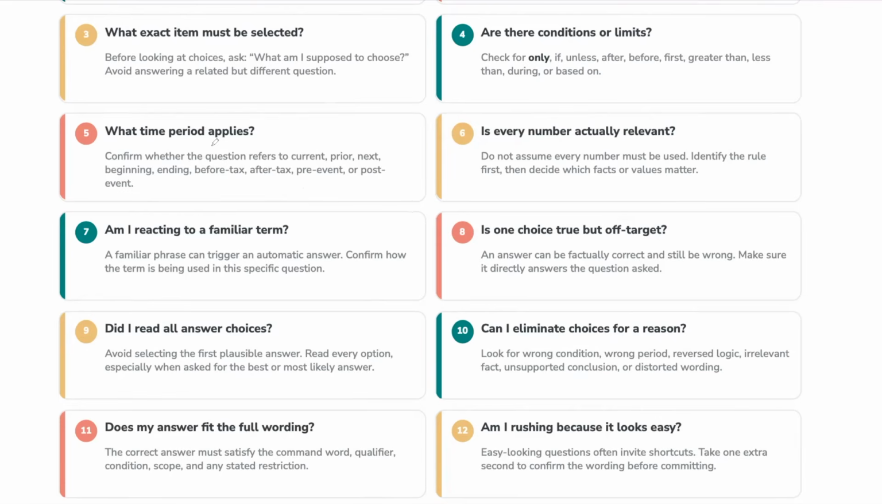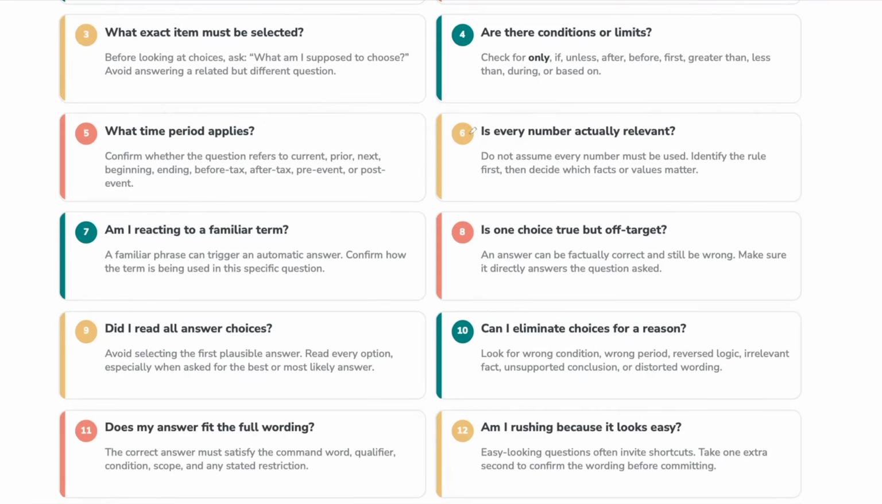And those mistakes hurt because after reviewing the answer, you say, "Oh, I knew that." Yes, you did. But the exam only gives credit for the answer you selected, not the answer you would have selected if you had slowed down. And honestly, those are the most annoying mistakes because you knew the concept. So whenever you see time words or tax words, slow down. Beginning or ending, before tax or after tax, current year or next year, pre-event or post-event. The CFA exam loves precision.